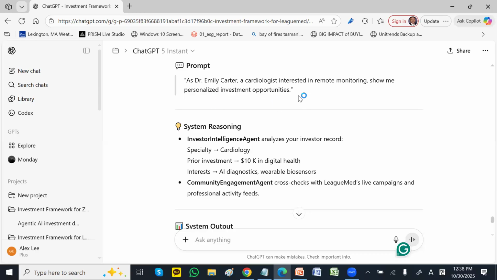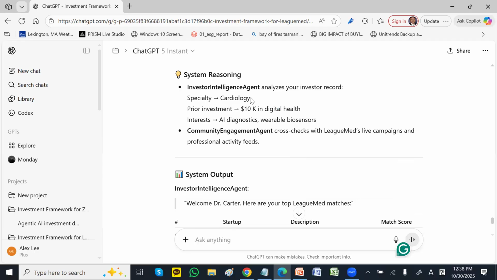Investors are also interested in a particular innovation and a particular startup they want to invest in. So they want to find out whether there is a good opportunity to invest. They bring their money to this fund, and the agentic AI supports this process. The system reasons, and the investor intelligence agent analyzes your investor record. It looks at the investor, finds their profile, catalogs their prior investment record and also their interests, so it looks at the investor profile to understand them.